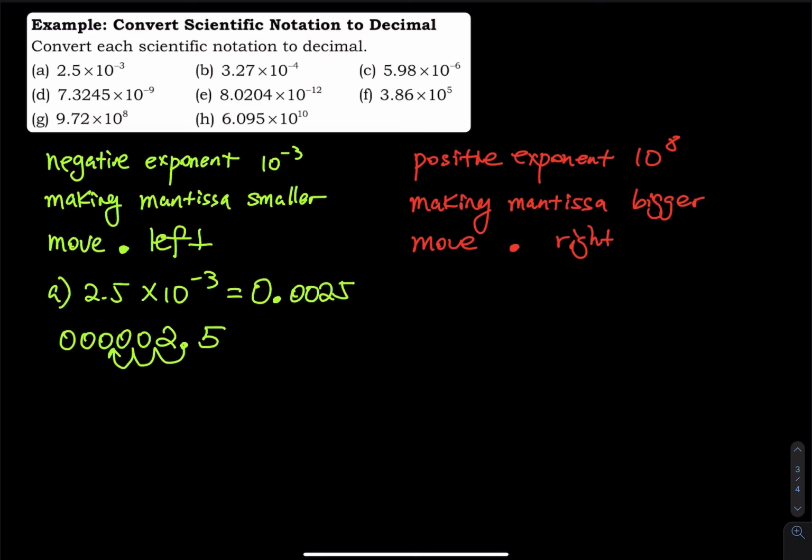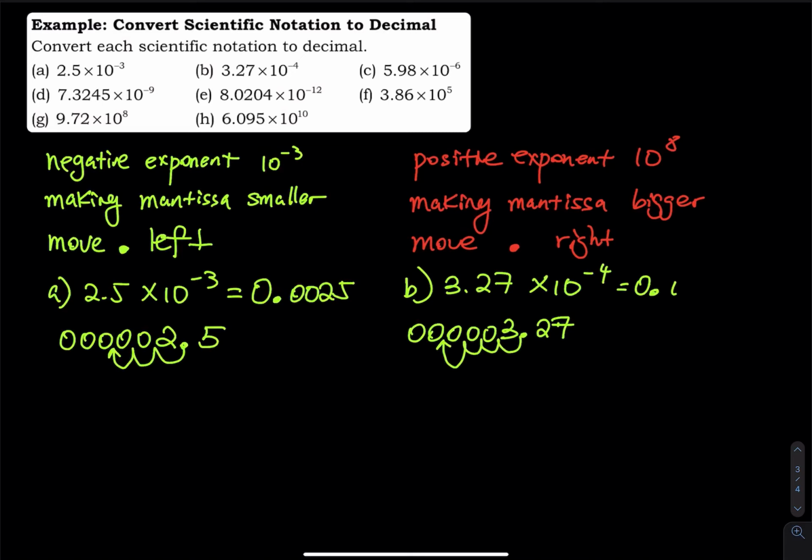Okay, and then B, we have 3.27 times 10 to the negative 4, making the mantissa smaller. So prepare a few zeros, 3.27, 4 steps, 1, 2, 3, 4. So that is 0.000327. And then C is 5.98 times 10 to the negative 6.